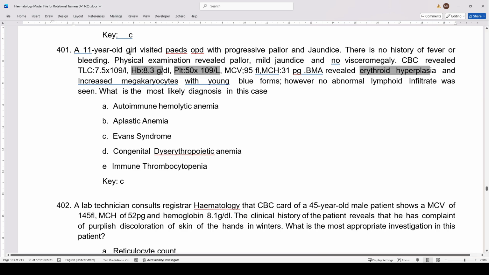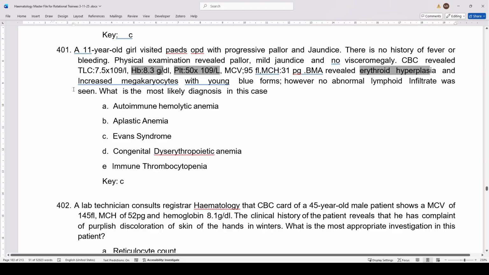An 11-year-old girl visited the pediatric OPD with pallor and jaundice. There is no history of fever or bleeding. Physical examination revealed pallor, mild jaundice, and no visceromegaly. CBC revealed TLC of 7.5, hemoglobin 8.3, platelets 50, MCV is 95, MCH 31.